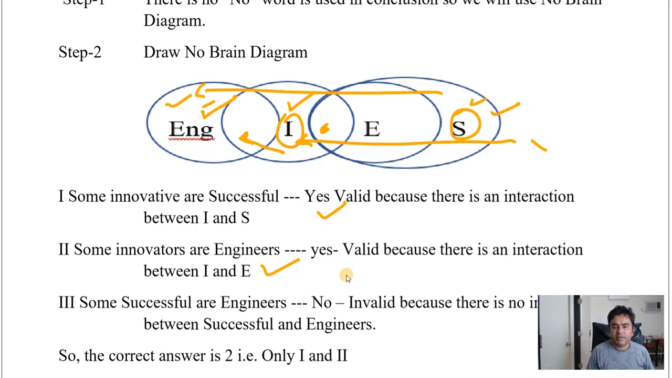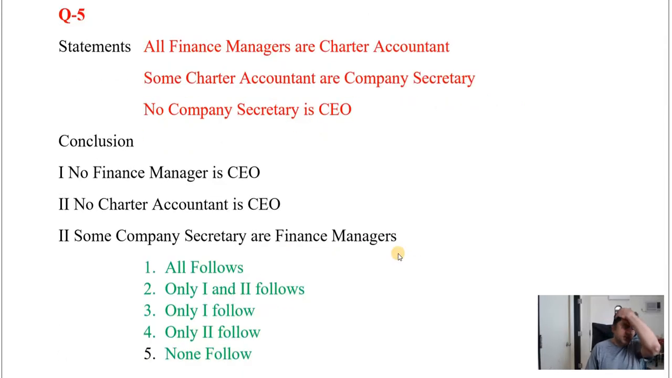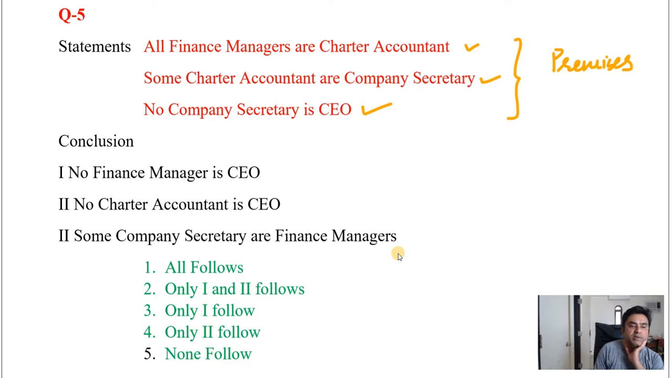Next, look at the statement. All finance managers are chartered accountants. Some chartered accountants are company secretaries. No company secretary is CEO. So these are the three premises. Now read the conclusion. No finance manager is CEO. So the word "no" is written. Remember, "no" is coming into the conclusion.